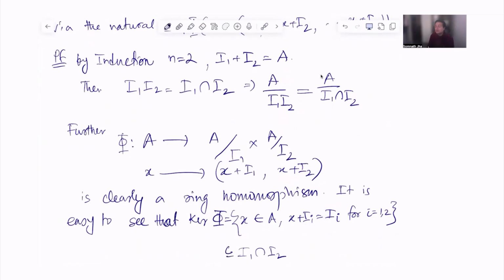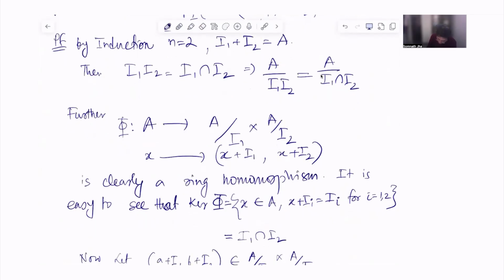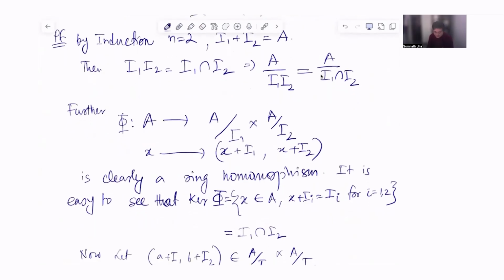But if something is in I1 intersection I2, then x plus I1 will be equal to I1 and x plus I2 will be equal to I2. So this will be a zero element here, and this will be a zero element here. So the kernel is exactly equal to this.